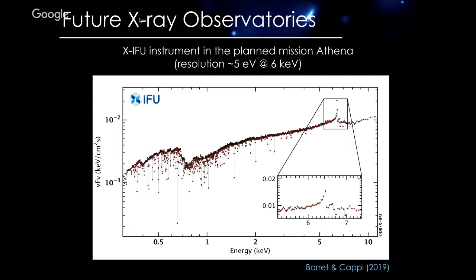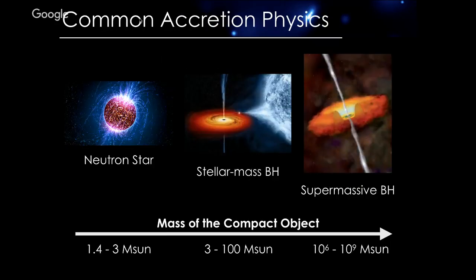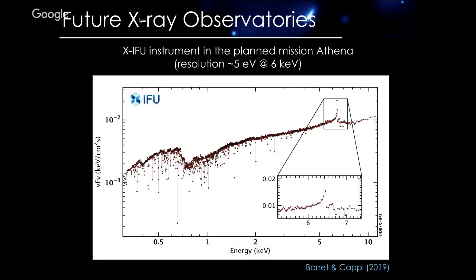This is a European mission called Athena that will have 5 eV resolution. So instead of 1 keV at 6 keV, we're talking about just a few electron volts at the same energy. It will be remarkable what we can see, and we will definitely get a lot more detail of what's going on in this system. So there's a clear need already, and it will be even more in the future, for models that are capable of reproducing these sorts of observations.